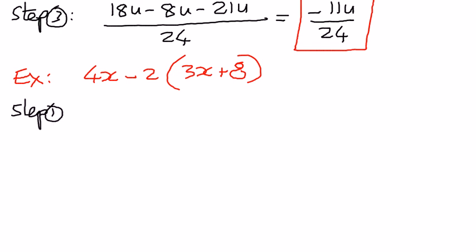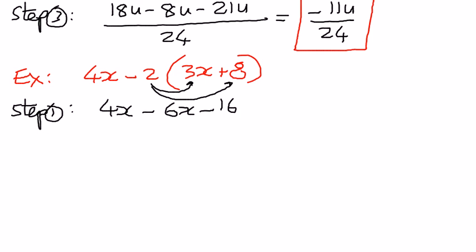Step number 1. 4x, there's nothing being distributed here. We're going to distribute the negative 2 to every one of the terms inside the parentheses. Negative 2 times positive 3x is negative 6x. Negative 2 times positive 8 is negative 16.